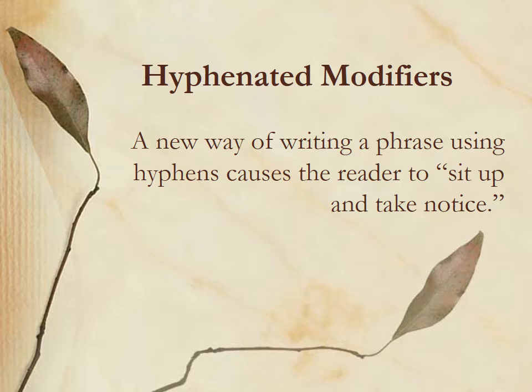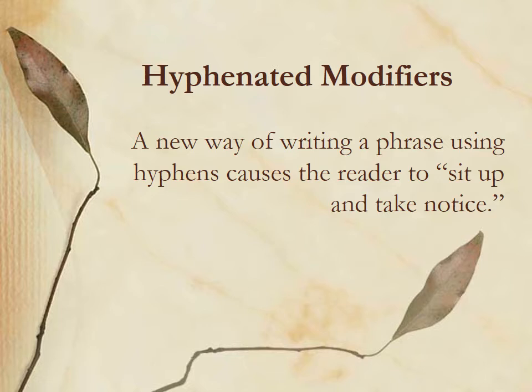So hyphenated modifiers, this is like a new way to write a phrase using hyphens, and it causes your reader to sit up and pay attention to something. So think about, what would you like your reader to notice in your story? It can be anything: a color, a way of walking, a pair of shoes, an attitude, hairdo, sound of a voice, a friend, a dog, or any other meaningful thing. If you could describe it with an adjective, then you can describe it with a hyphenated modifier.